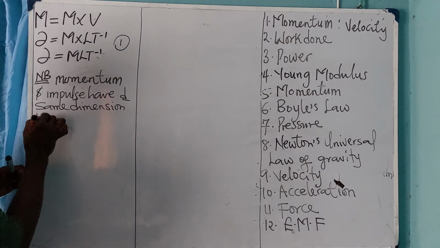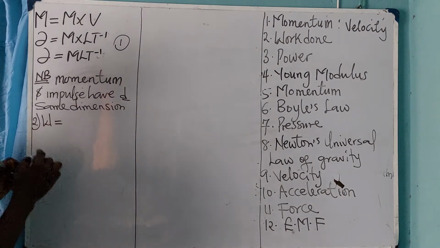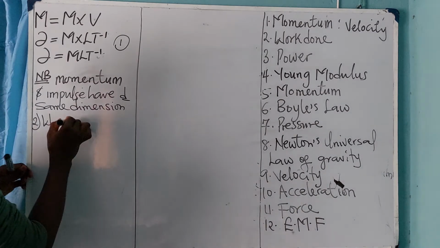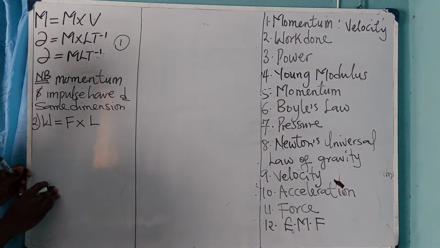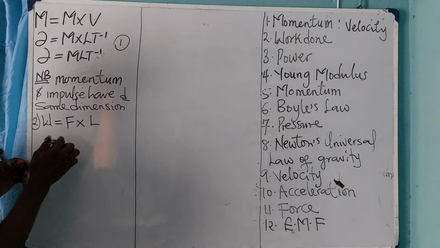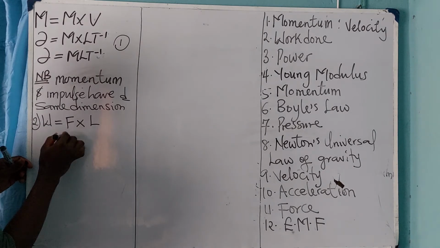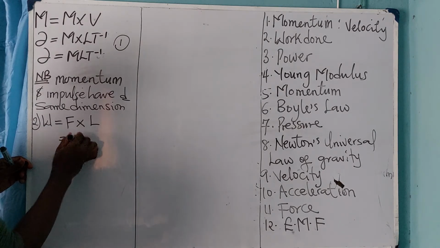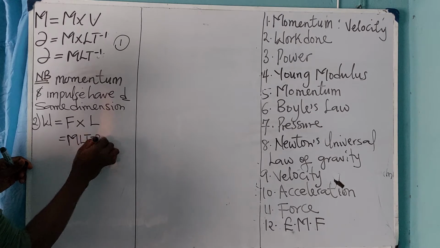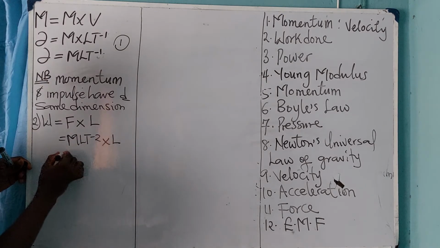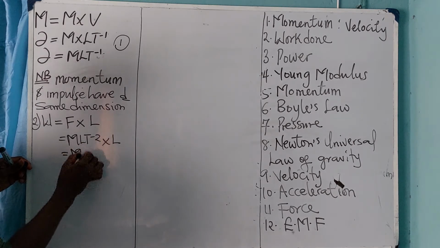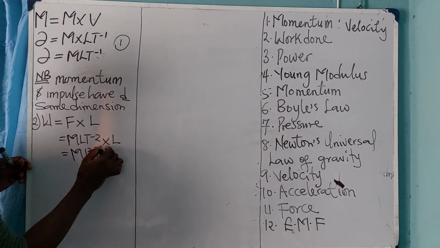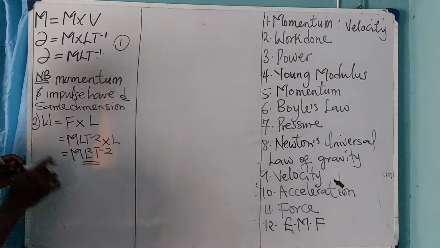Then number 2, you have work done. Of course, work done is a product of force and the distance, which is L. I use L to denote distance, since we are discussing dimension. Now the dimension of force is MLT minus 2, times L. Therefore, you have L times L, L squared, then T minus 2. Please take note of that.